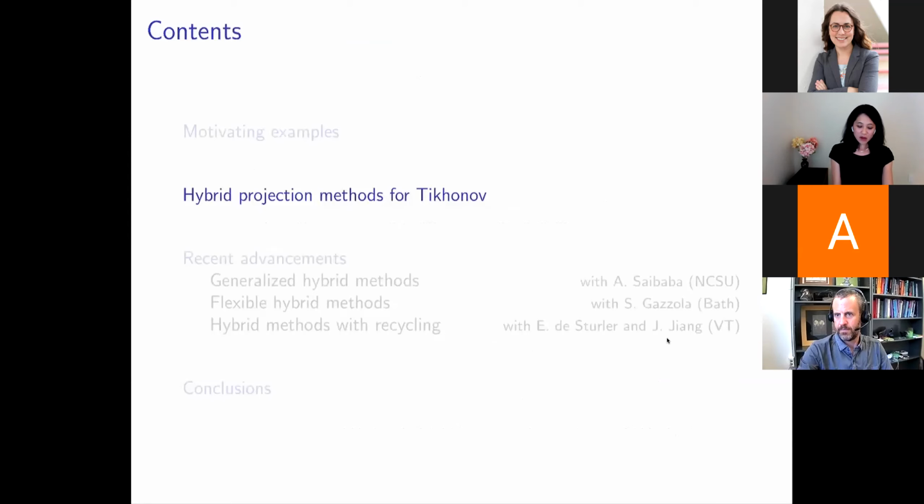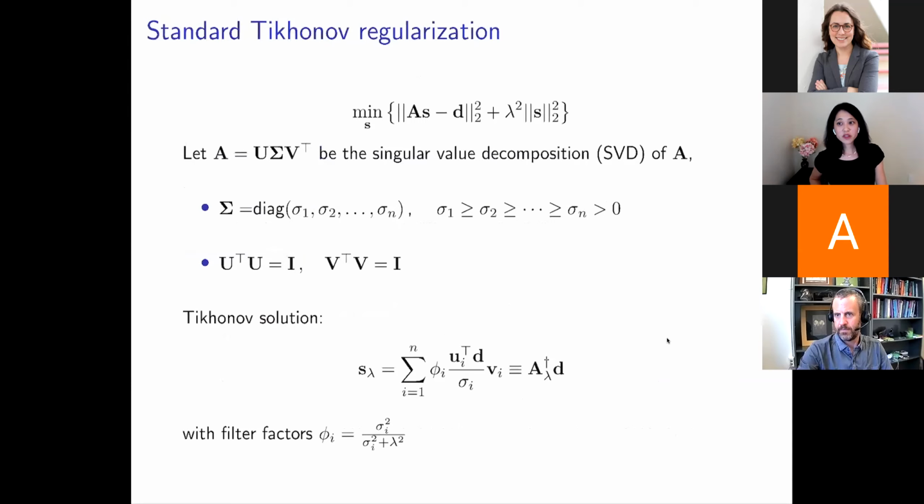Okay, so what are hybrid projection methods? Well, I'm going to explain it for standard Tikhonov regularization, but then I will give you an overview of some extensions of these hybrid methods. Just so that we all are on the same page of what a hybrid projection method is, let's talk about standard Tikhonov regularization, where you have the regularization term, which is quite simple. You have the regularization parameter lambda, and you just have the norm of your solution x. So essentially you want to enforce some smoothness properties on your solution.